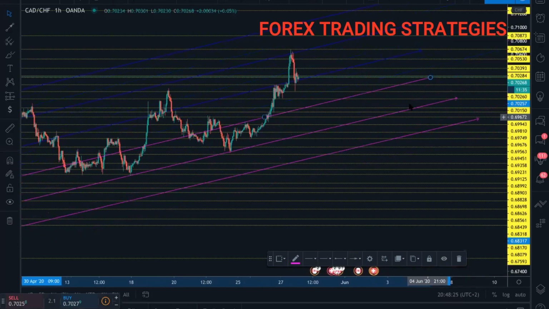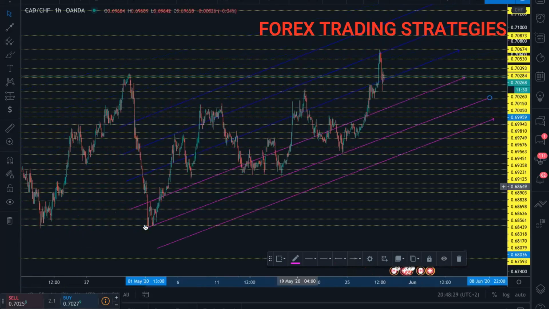So that's why it's important for you to make sure that it's accurate. And how do you make it accurate? Some people need to go on a lower time frame.